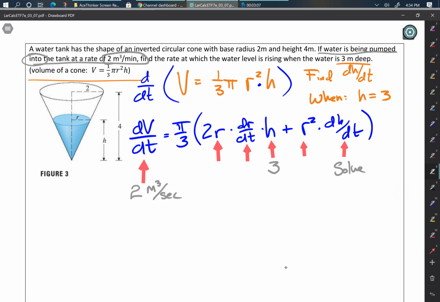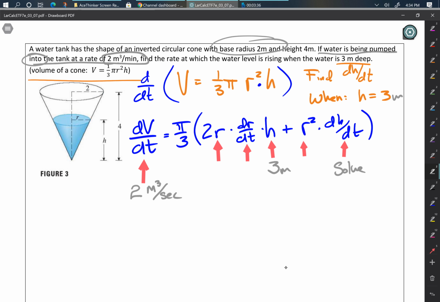3 what? Feet? Meters. Sorry, meters. We're going to put a metric. But there's a whole bunch of r stuff in here and dr/dt, and there's no r or dr/dt given anywhere. I mean, they tell me the base radius, that is the top of this cone, is fixed at 2, but that's not the radius of the water, because the radius of the water is changing. That's why there's a dr/dt also.